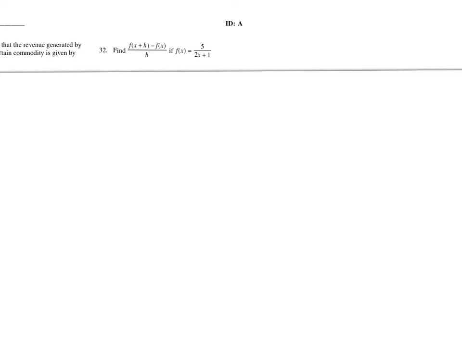All right, next we've got number 32. So for this one, we want to find out what is f of x plus h first. So that's just going to be me plugging in an x plus h here for x. I'm going to go ahead and simplify that. So that'll just be 2x plus 2h plus 1, and then the 5 on top.